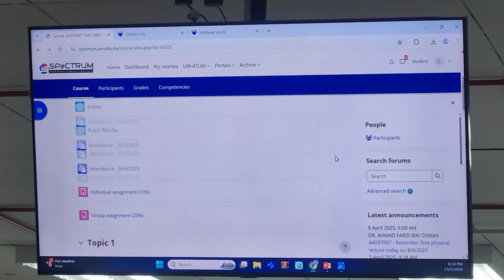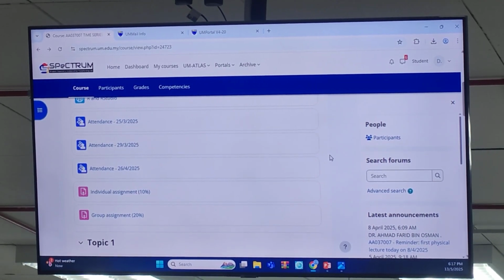For the test, you just need to use EViews, no need to use R. Or do you want to use R as well? Yeah, EViews. So you have to make sure that you know how to use EViews. Please make sure you know how to use EViews.